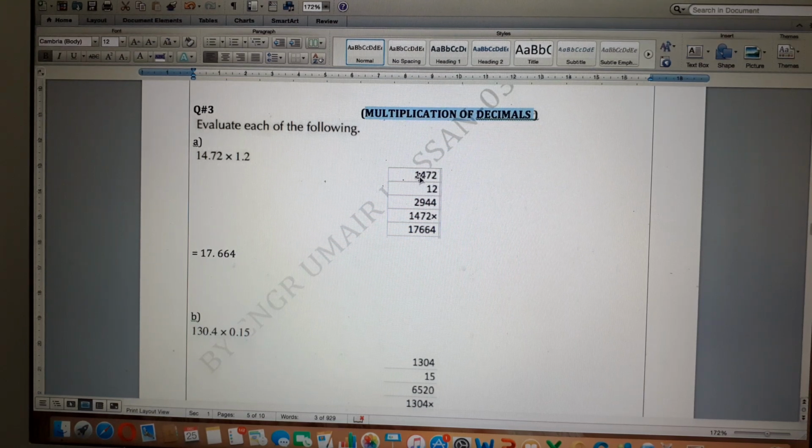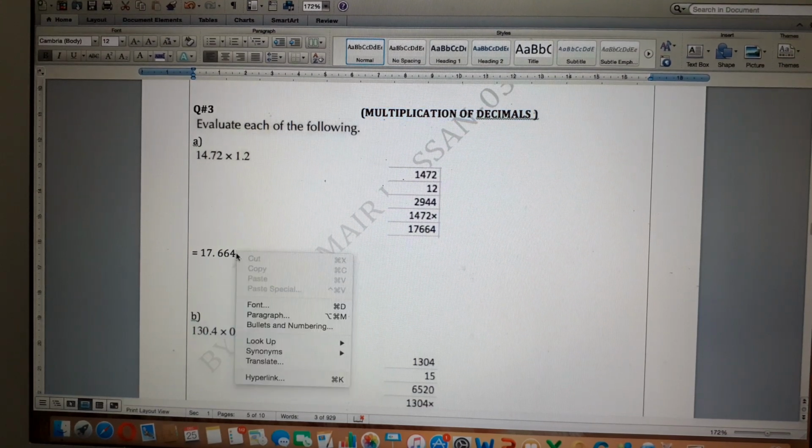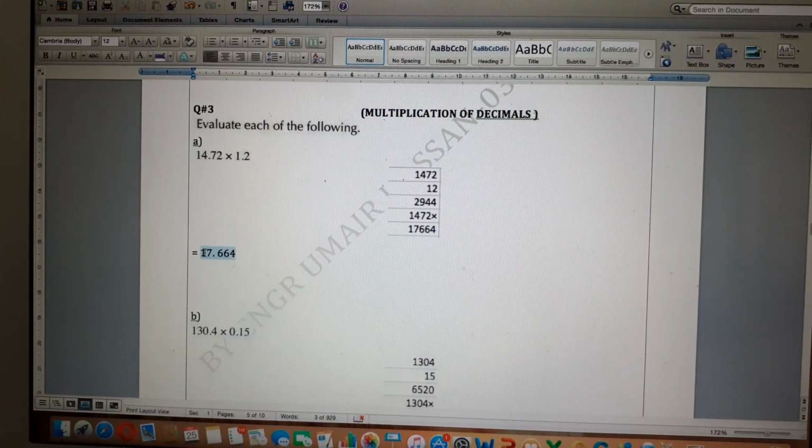Upon multiplication of 1472 and 12, your answer will be 17664. This is the result of multiplication of 1472 and 12. This is the process. Now I have to insert the decimal in my answer. If you can see, I have inserted the decimal over here.